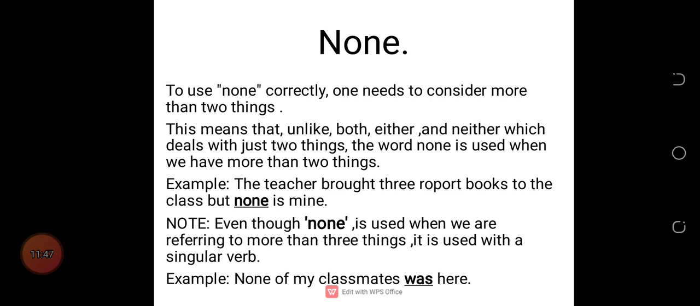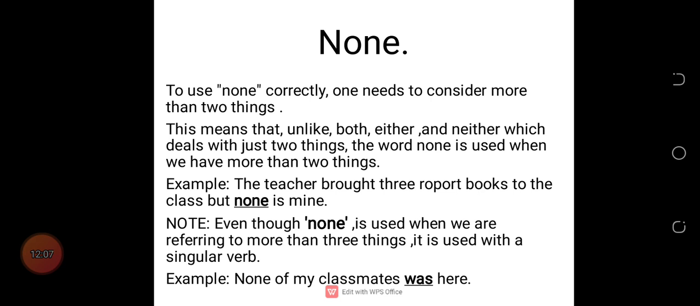Even though none is used when we are referring to more than two things, it is used with a singular verb. Example, none of my classmates was here.